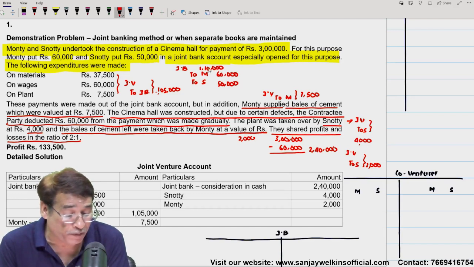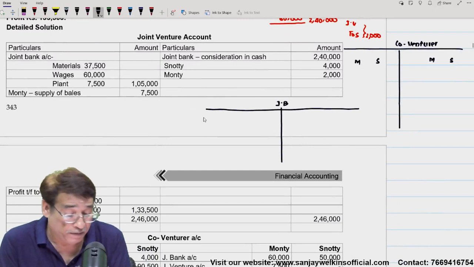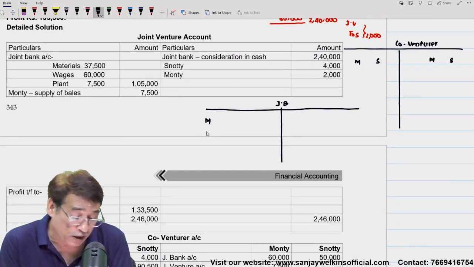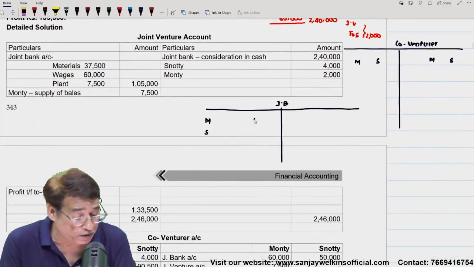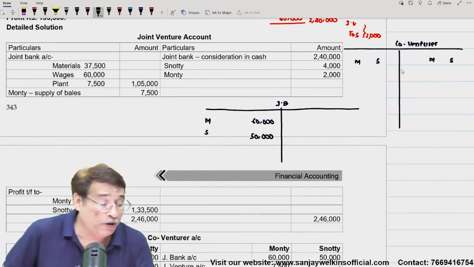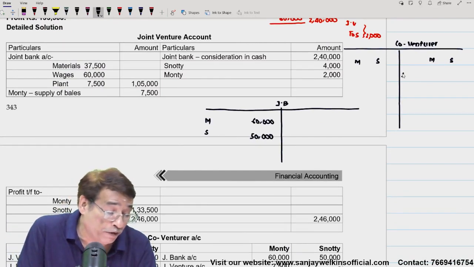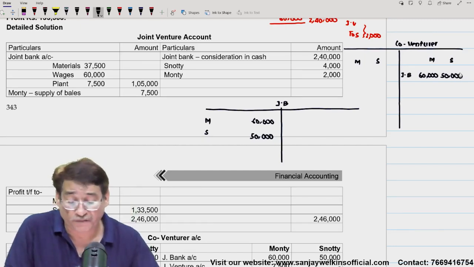In the joint bank account, you are going to write, as we wrote earlier, to Monty and to Snooty. Monty is contributing 60,000 and 50,000 is being contributed by Snooty. So I will write towards the debit side of the joint bank account, to Monty and to Snooty. And quite obviously, towards the credit side of the co-venturer account, I am going to write by joint bank 60,000 and 50,000. This is how I am going to pass the entry. Is it clear to you? This is the first entry.